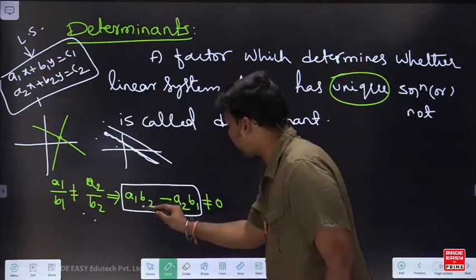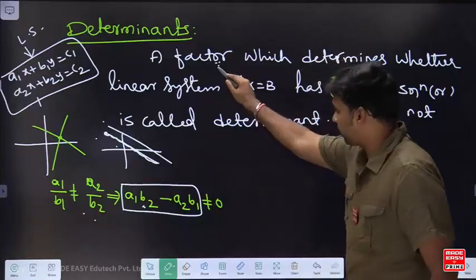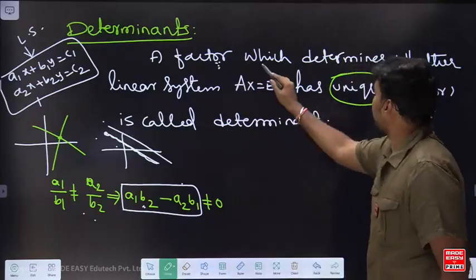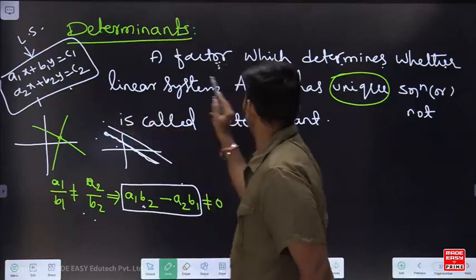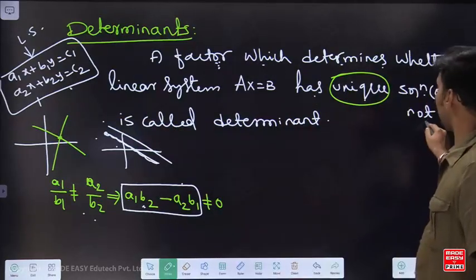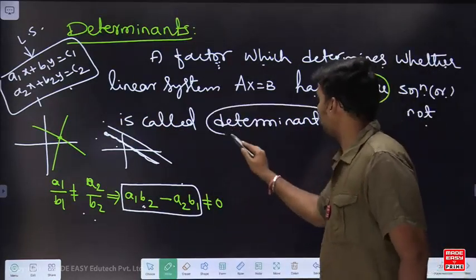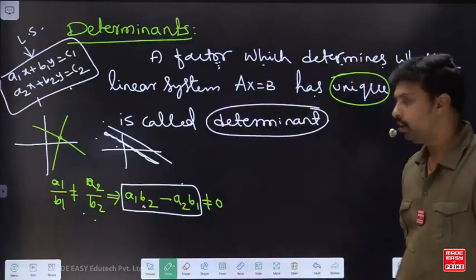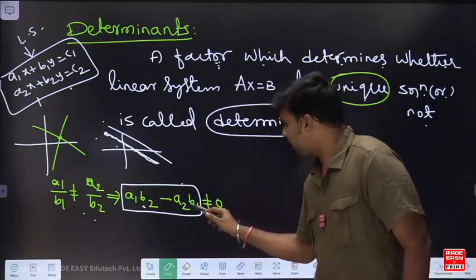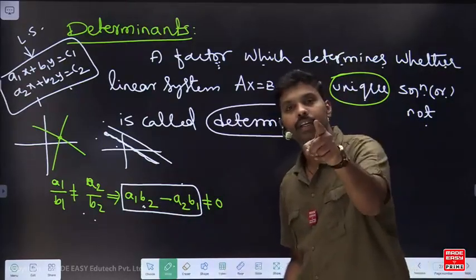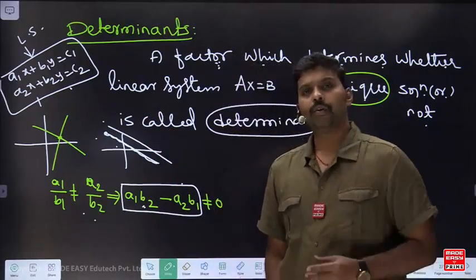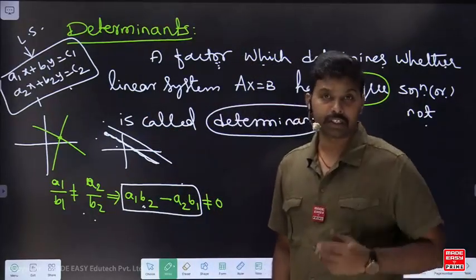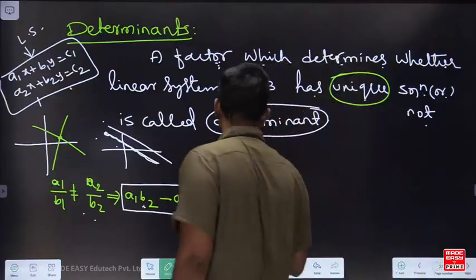So this is the factor which determines whether this linear system has a unique solution or not, is called as determinant here. So this a1 b2 minus a2 b1 is called the determinant of this linear system. Sir, how do you understand this determinant of a matrix? Let's see, all of you.